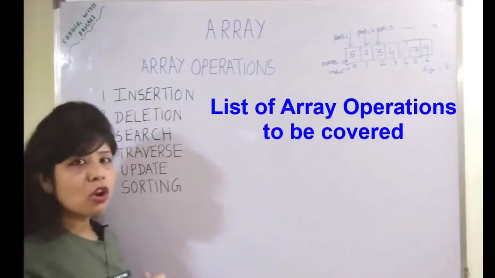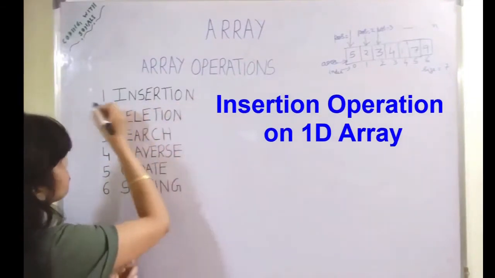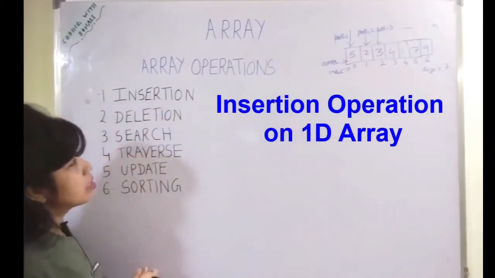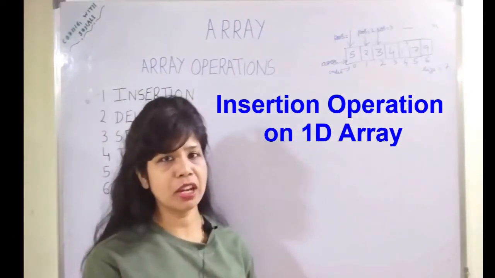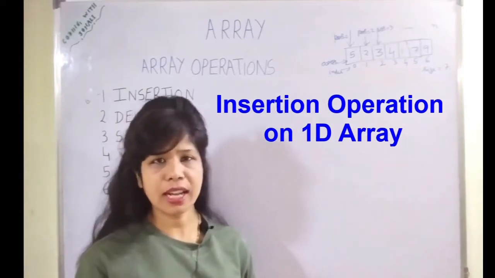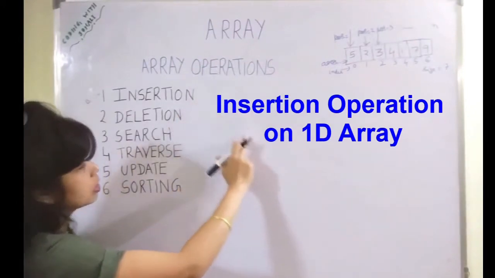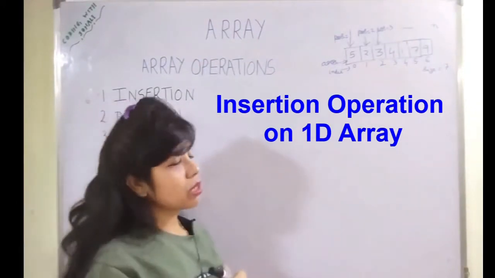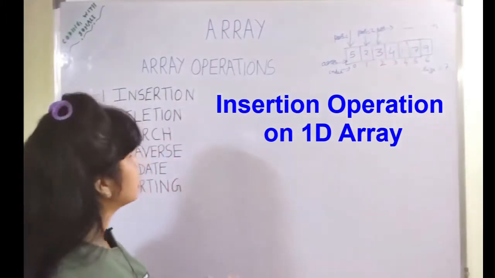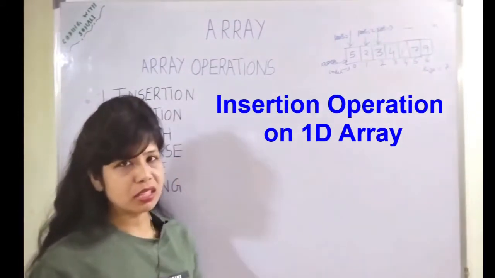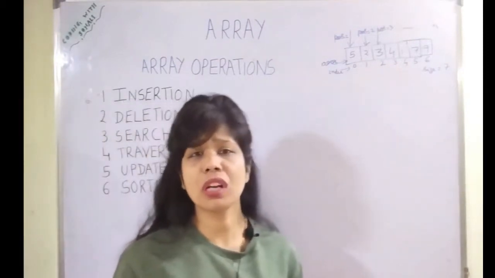Let's see the very first operation which is performed on the 1D array, and that is insertion. Insertion is inserting an element in your array. Insertion can happen at the beginning of the array, at the end of the array, or at any position in the array. We will see the logic to perform the insertion operation of an element in the array, and we will also write the program. We will see how to insert the element at different positions, and we will see the time complexity, for the sorted array as well as for the unsorted array.